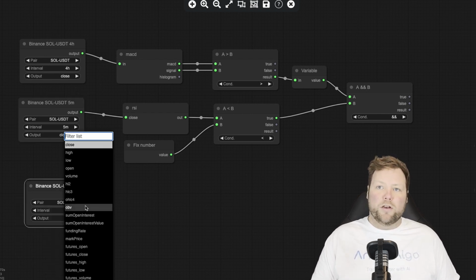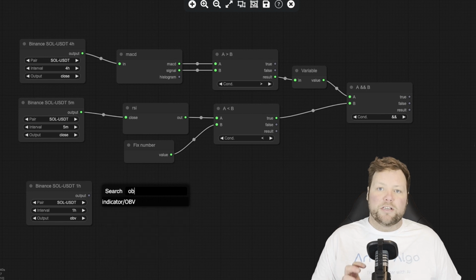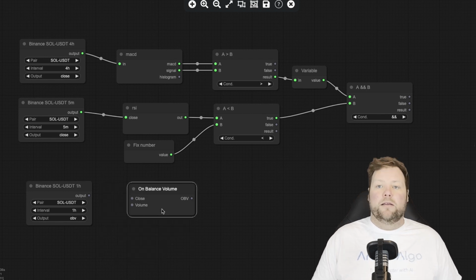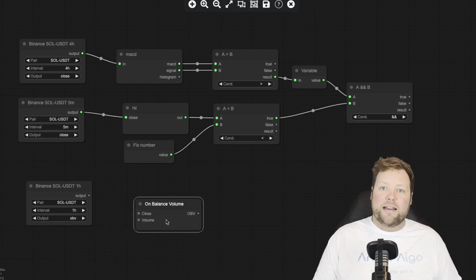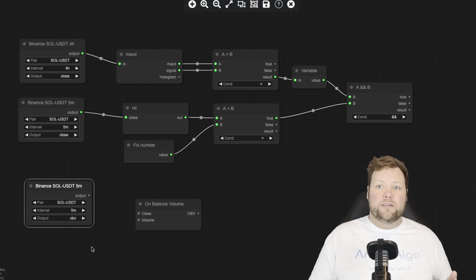Now let's add one more condition to our entry logic: on balance volume. OBV is a really powerful way of checking whether a move has real volume behind it. In our algo, you'll see two different versions of OBV, here in the indicator block and as an output from the data watcher. The indicator block calculates OBV from the moment your strategy starts running. The version in the data watcher, however, takes the entire OBV history from the exchange.